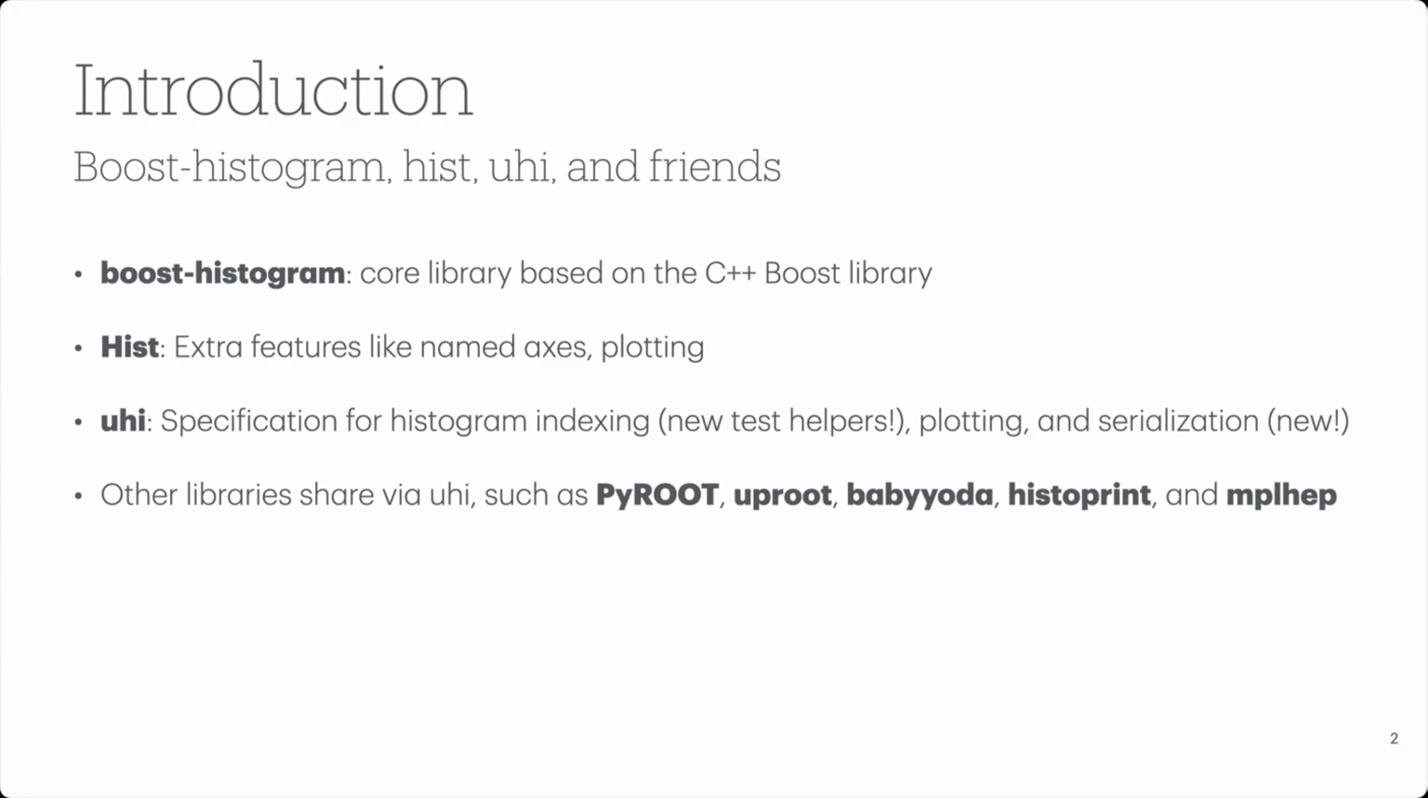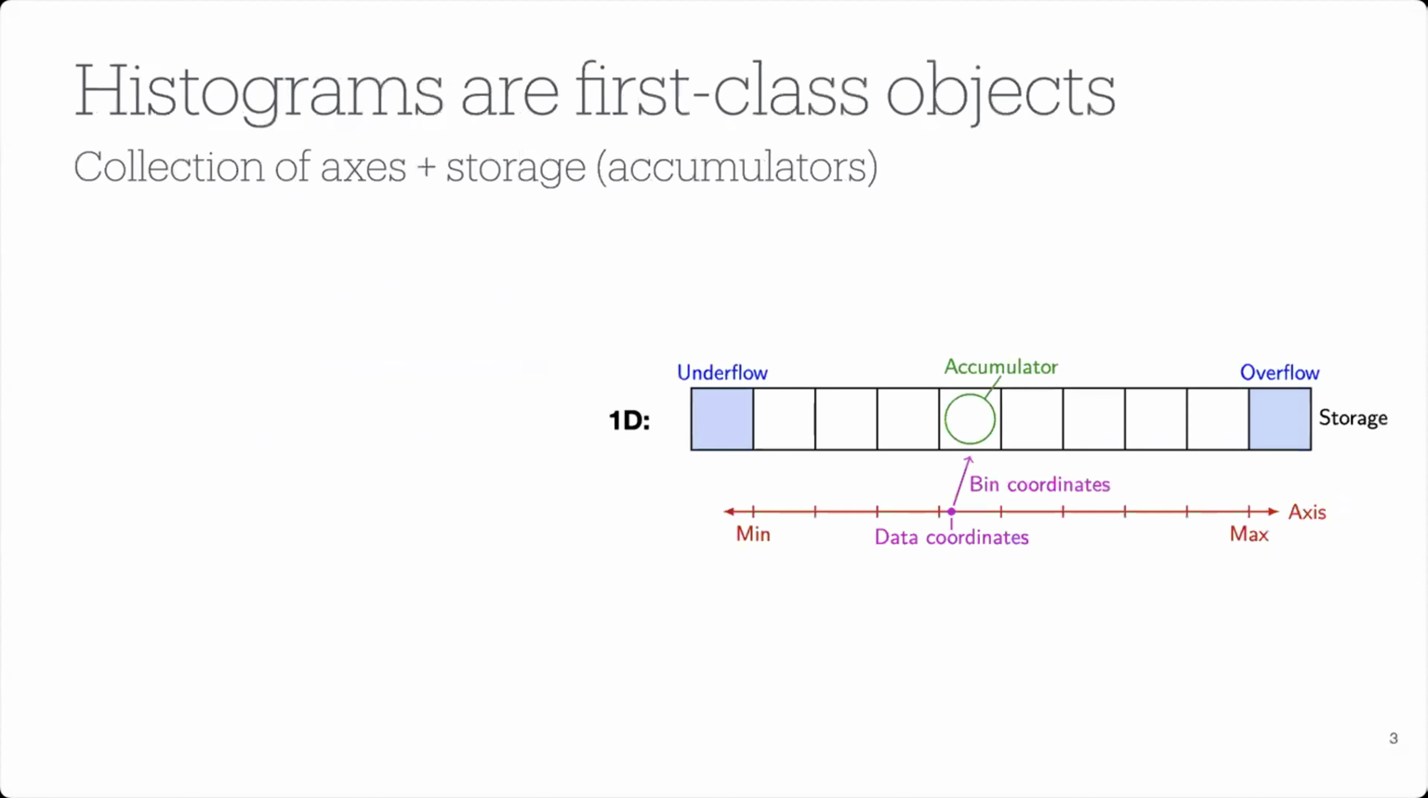And it's meant to be an optional library, though you'll see with the serialization, it's a highly recommended optional library. And then there's other libraries, and these other libraries can interact because of UHI. So Pyroot, which you saw earlier in the conference, Uproot, Boost Histogram, Vistaprint, MPLHEP are some of the examples of libraries that implement at least some portions of UHI so that they can interact.